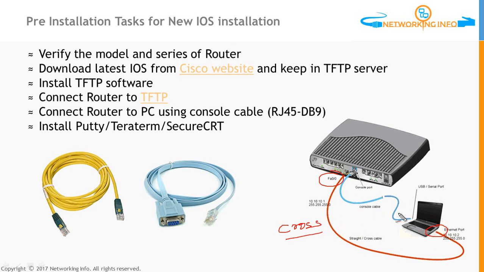By using this connection you can manage the router. Then you can download the operating system via this link. So this link is used to download the image, and this link is used to manage the device. Then you need another software called PuTTY, Tera Term, or SecureCRT to manage the router. So these are the prerequisite tasks, or installation tasks, we need to have a look at.